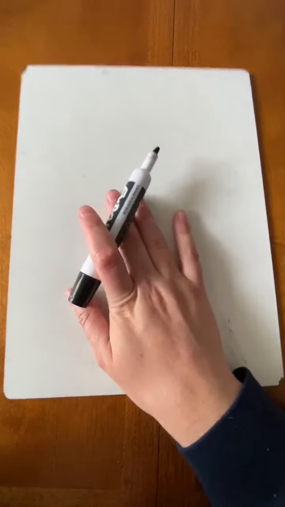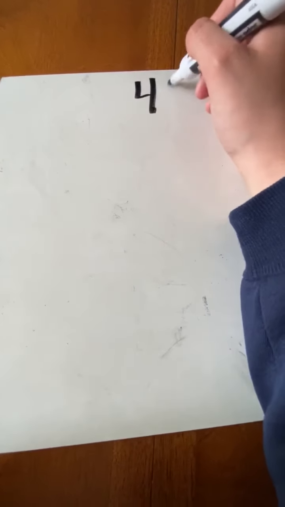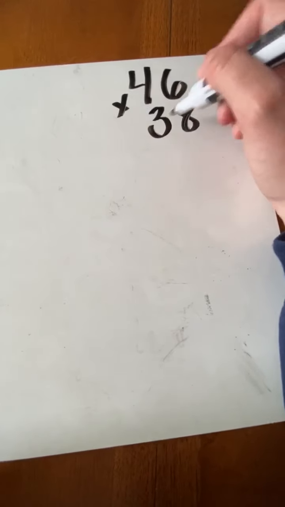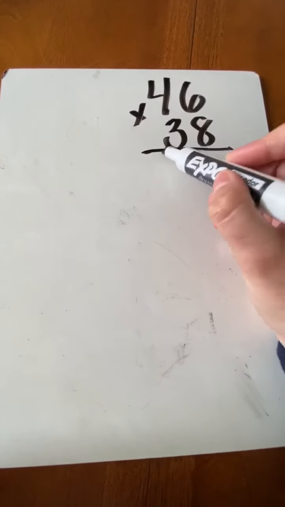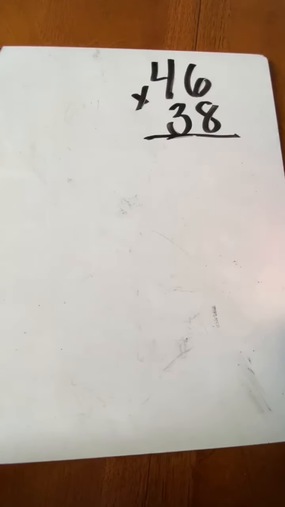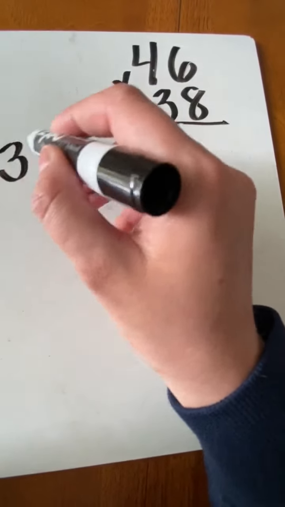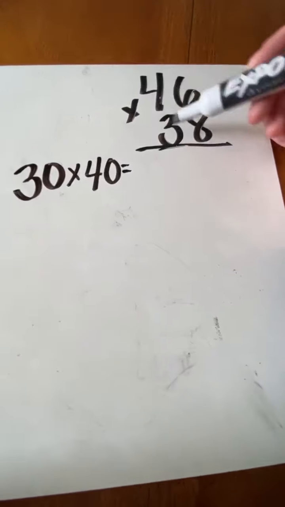Okay, this time we're not going to start with the partitioning rectangles. We're going to go right into partial products. So my problem is going to be 46 times 38. Okay, so I'm going to start now. I'm going to start just looking at my 3. My 3 is in my tens place. So I'm going to multiply 3 times my 4 in the tens place. So that's going to be 30 times 40, because they're both in the tens place, right?